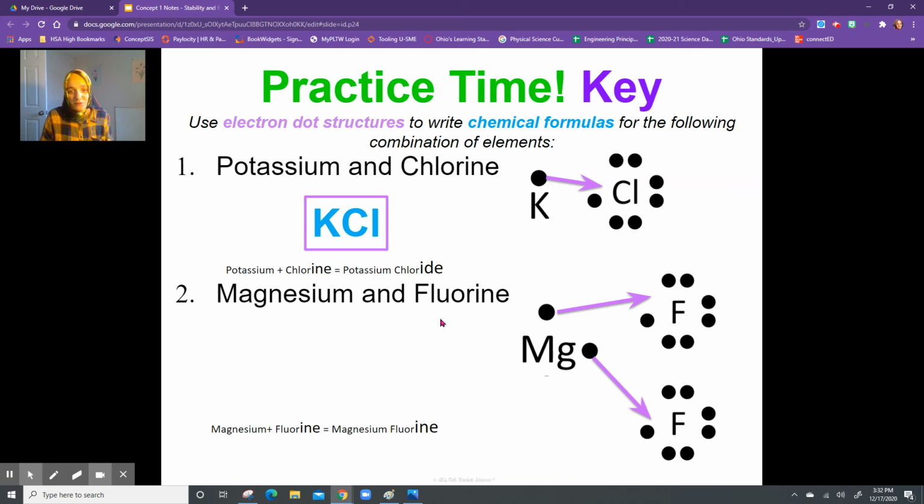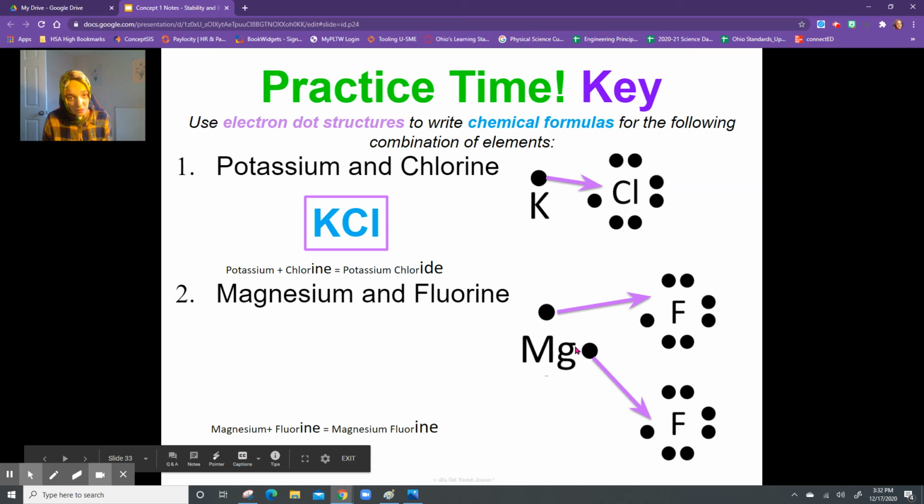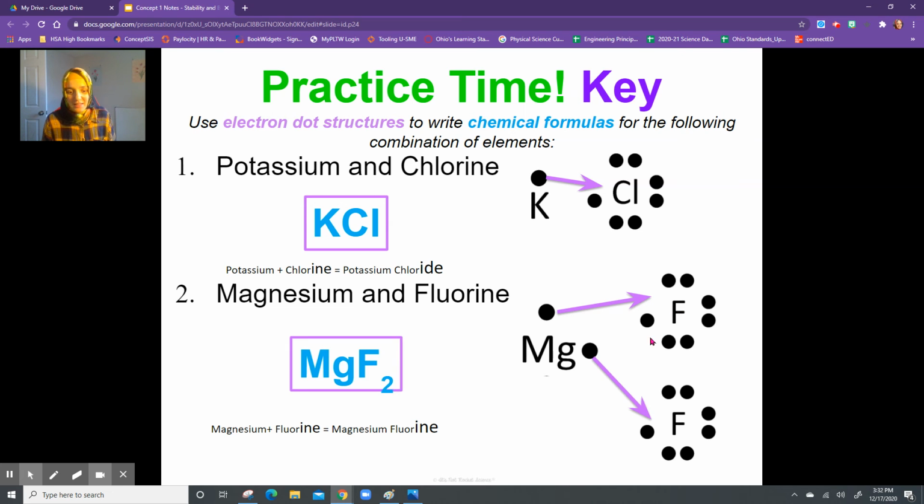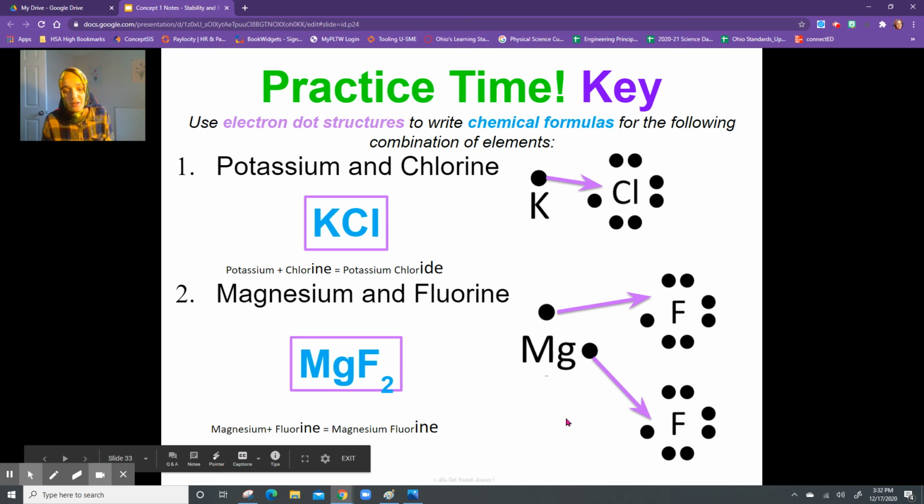How about magnesium and fluorine? Since magnesium has 2 to get rid of, and fluorine has only 1 to get rid of, we use 2 fluorines to help magnesium get rid of 2 dots. So we add 1 more fluorine here, and each dot goes to a fluorine to also make the fluorine stable. And the chemical formula is magnesium fluoride, MgF2, okay? Because we needed to use 2 F to help magnesium transfer those two dots.